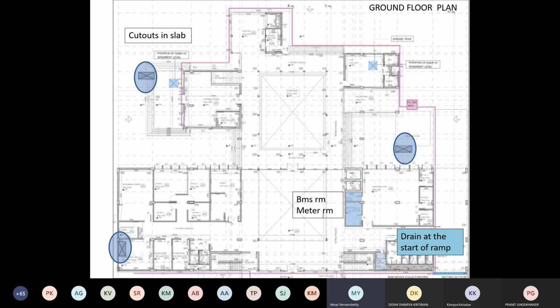Do you see a blue, top side left, a circle, and right next to it there is a blue square? Can you see that, guys? Where it is written cutouts in slab. Yes, right. Now what is that? Do you know that? It is a sump area at the basement level. She's just trying to highlight that.